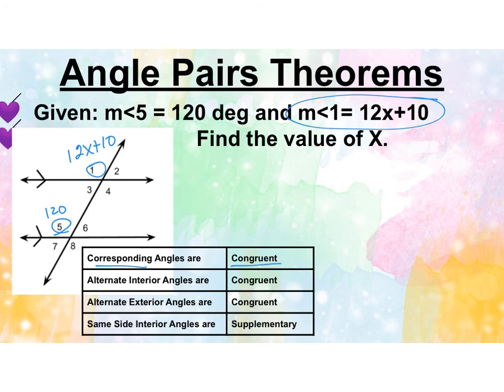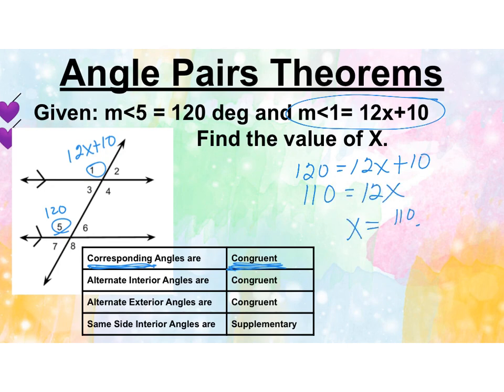So this is what I mean by figuring out the relationship. How are these related? Well, the vocab word is corresponding. Their relationship is congruent. So I can say that 120 must equal 12x plus 10. I'm going to subtract that 10 over, divide by 12. So x is 110 divided by 12.